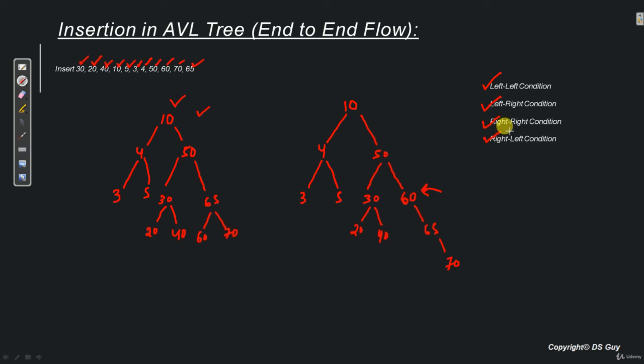So with this we have seen all the 4 conditions that can arise in an AVL tree. Fine. So I hope you have understood the insertion of a node in an AVL tree in extreme depth.